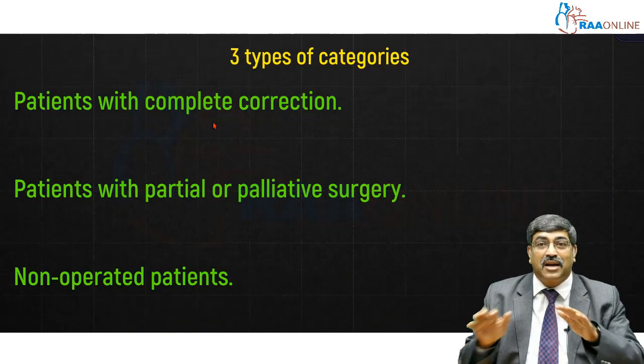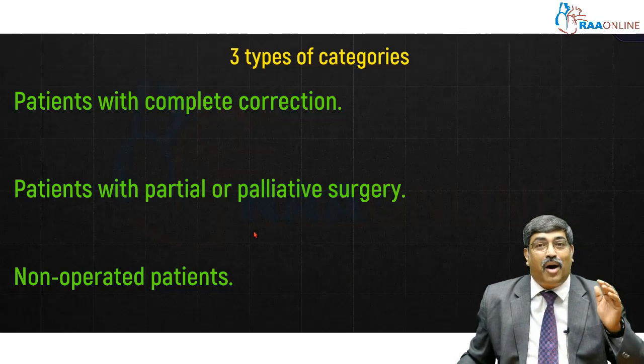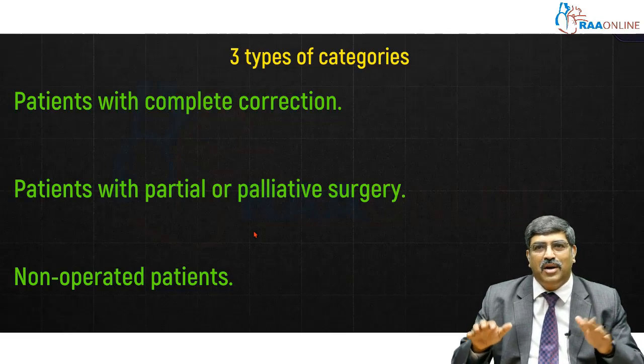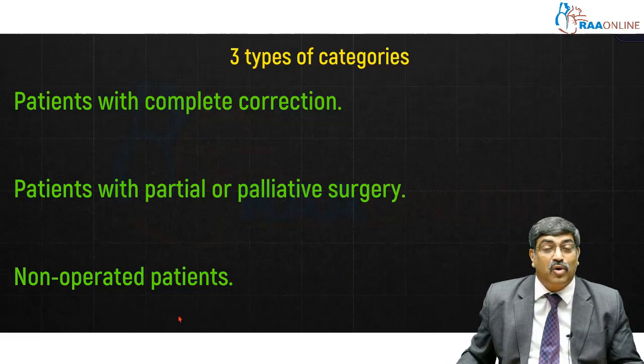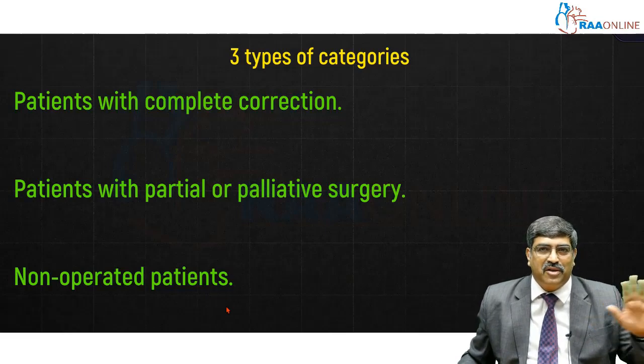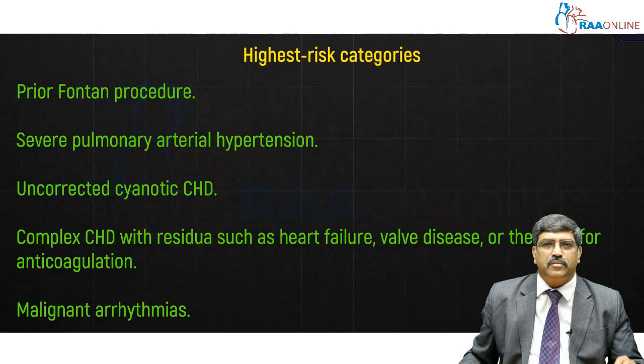The patient with complete correction and who is normal. The patient with partial or palliative surgery. Here, the patient might be near normal or abnormal, or totally non-operated, where you have to look at the pathophysiology of the individual congenital heart disease.